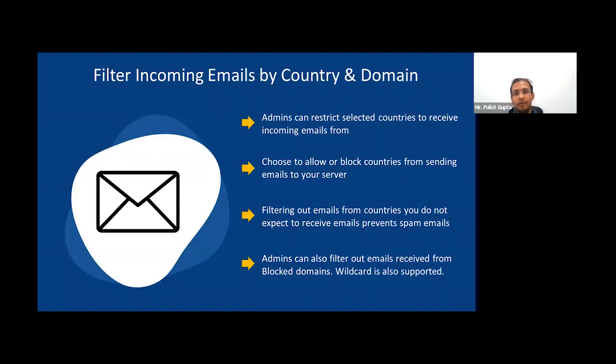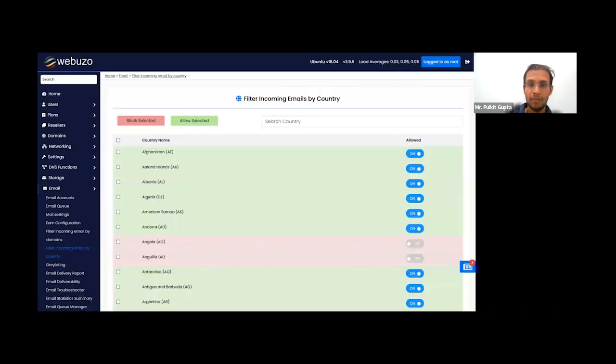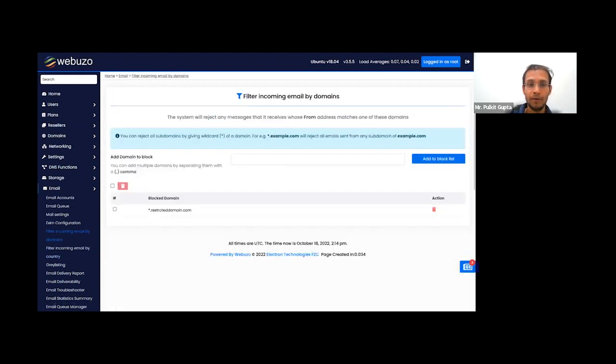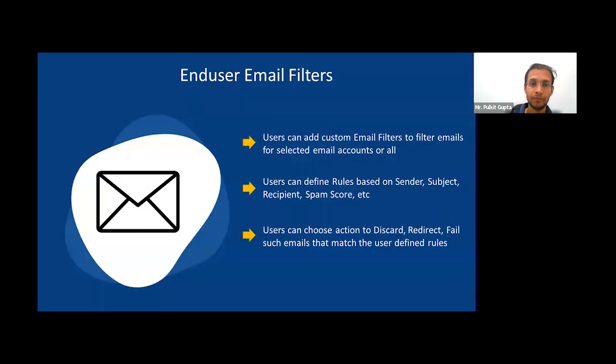We've added a lot of email features in WebUso this year, including that you can filter incoming emails by country and domains. Basically, you can allow or disallow emails coming into a particular email account from a particular country. By default, all countries are enabled, but you now have the option of choosing which countries your users should receive emails from. You can also restrict emails from a particular domain, in case you want this feature.